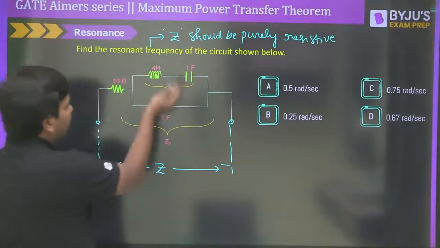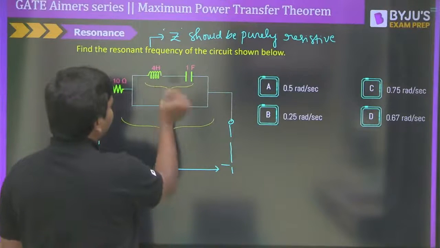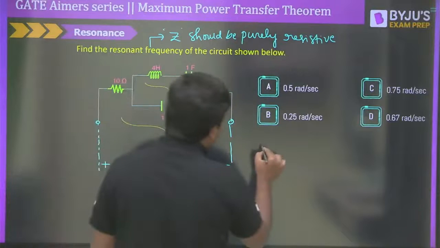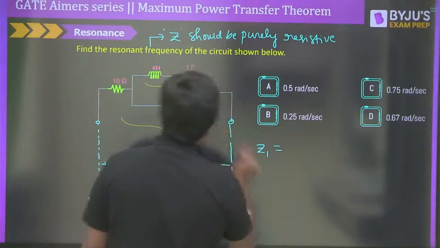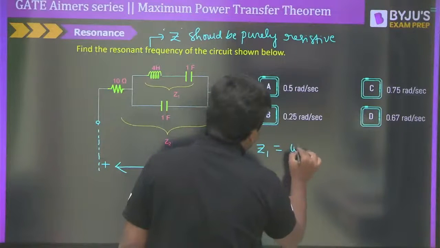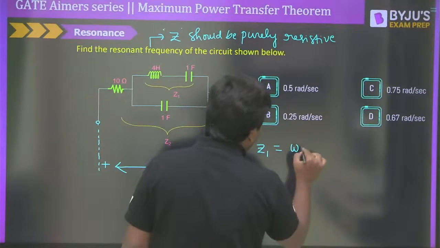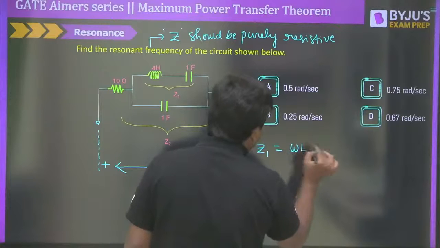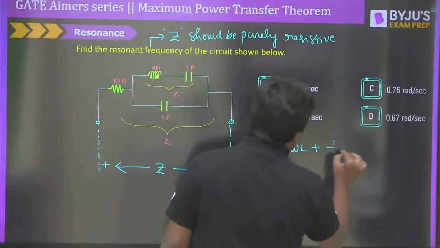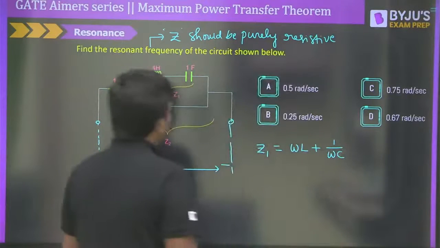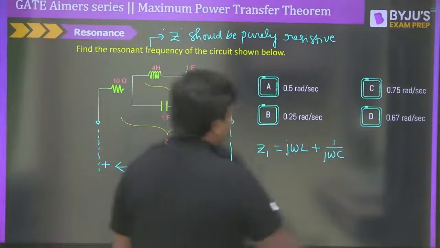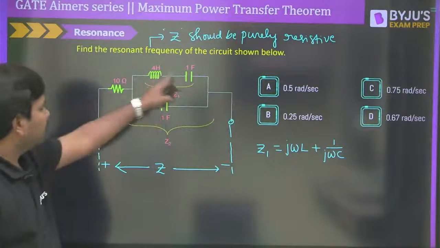First of all, Z1. What is Z1 here? Inductor and capacitor are both connected in series. We don't know what the frequency is, but look at Z1. Z1 is omega into L, so let me write it like this, plus 1 divided by omega C. Am I right? 1 divided by j omega C and j omega L. Correct or not? That is actually this one.